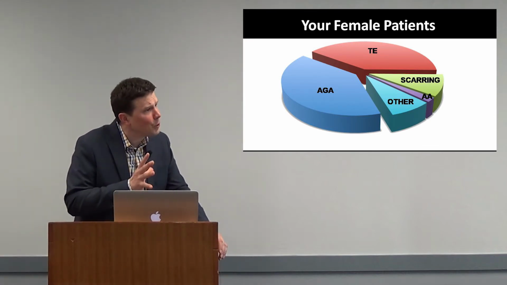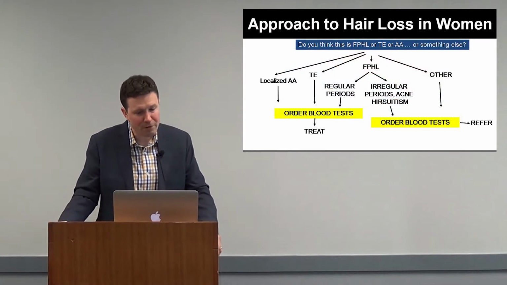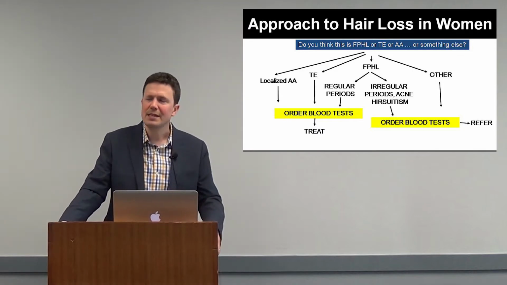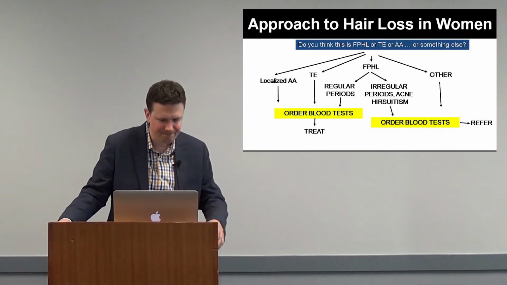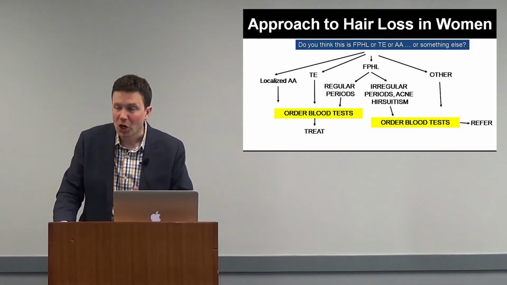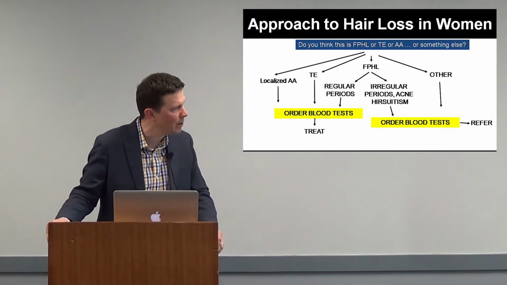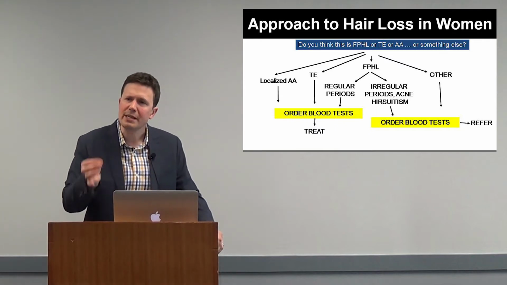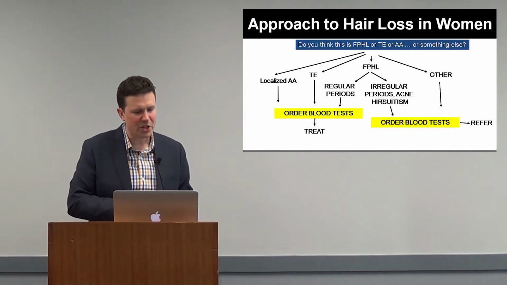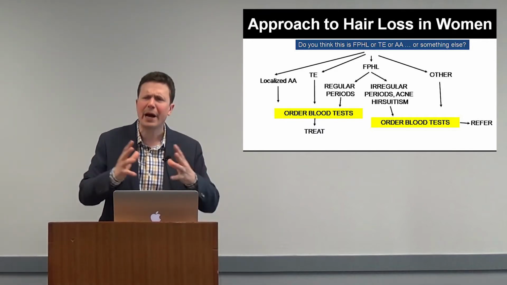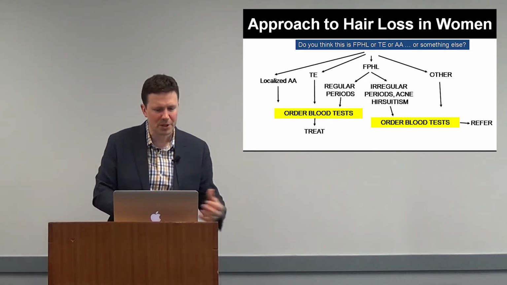And so a very basic approach to treating hair loss and evaluating hair loss in women is the following. First, I'd recommend that you ask, is this alopecia areata, telogen effluvium, or female pattern hair loss? What you'll notice is that regardless of what you think the patient may have, ordering blood tests is absolutely paramount. All women with hair loss need blood tests, and we'll review some of the blood tests that are important to consider. If it's localized alopecia areata or telogen effluvium or female pattern hair loss, consider ordering blood tests and consider beginning treatments. We'll review some of the treatments in just a second.